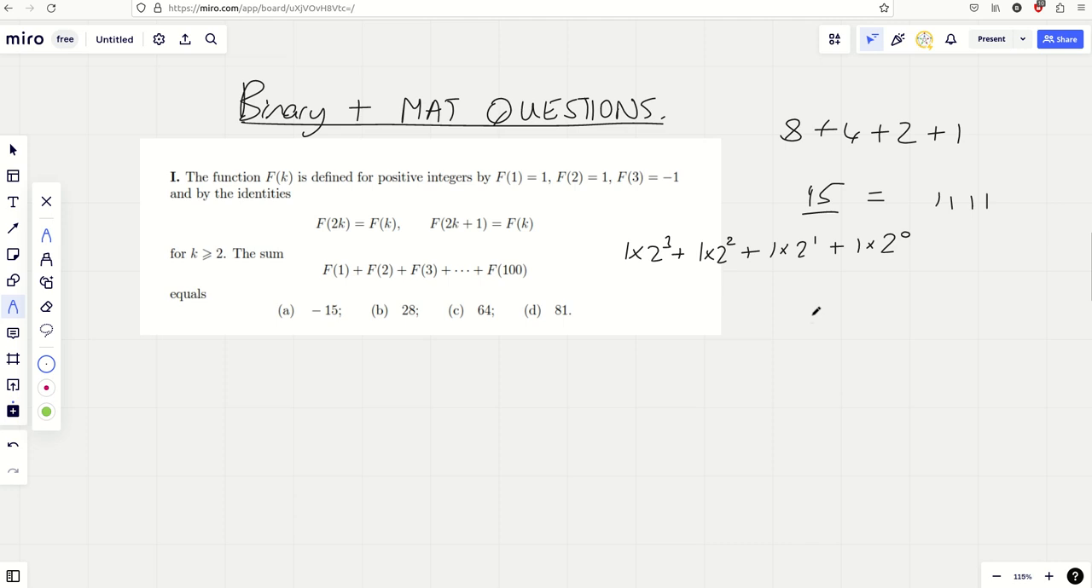And 16, by the way, would be 1, 0, 0, 0, 0, because all you need for that is 1 times 2 to the power 4, plus 0 times 2 to the power 3, plus 0 times 2 squared, plus 0 times 2 to the power 1, plus 0 times 2 to the power 0. So that's 16 in binary. That's how binary works. Look into it. It's well worth doing.